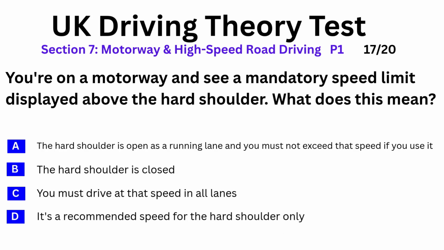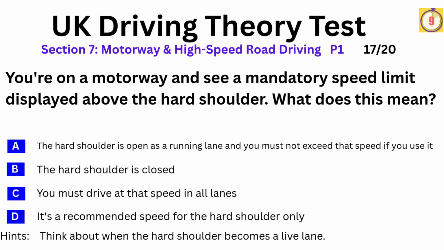You're on a motorway and see a mandatory speed limit displayed above the hard shoulder. What does this mean? Correct answer is A, the hard shoulder is open as a running lane and you must not exceed that speed if you use it.